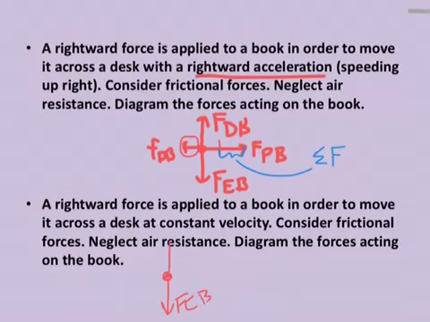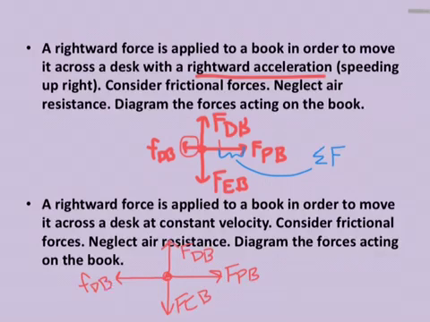I have the desk pushing up, the force of the desk on the book. I have this force that's to the right, the force of the push on the book, and constant velocity, so friction must be the exact same amount as that push to the right. Lowercase f, desk on the book.